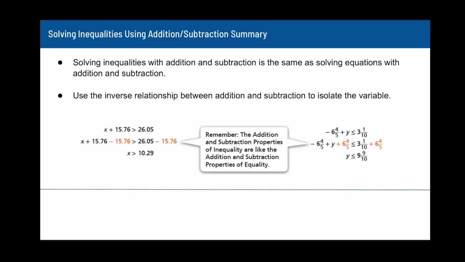And to summarize our lesson, solving inequalities with addition and subtraction is the same as solving equations with addition and subtraction. We're using inverse operations, or inverse relationships between addition and subtraction, in order to isolate the variable. So remember that the addition and subtraction properties of inequality are like the addition and subtraction properties of equality. If I do it to one side, I've got to do it to the other side. So I have to do it to both sides to keep it balanced.